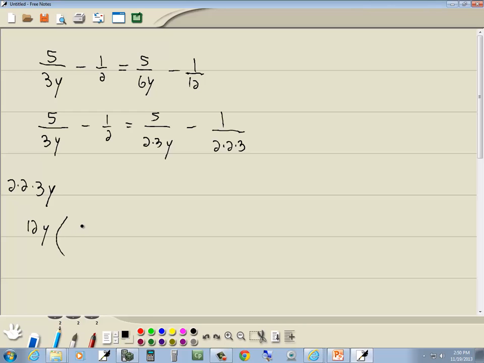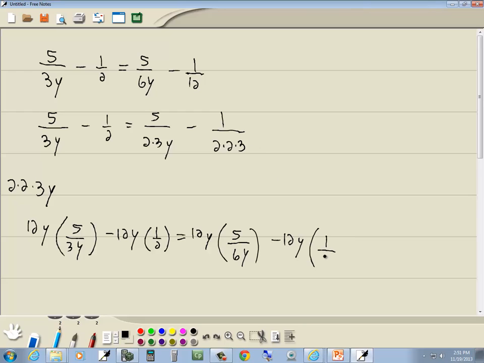So I'm going to multiply it times everything. I'll multiply it times this first fraction, times the 5 over 3y. I'll multiply it times the 1/2. And I'll multiply it times the 5, and I'll go ahead and put this back together. 2 times 3 is 6y. And minus 12y, and I'll multiply it times this fraction, which I'll put back together. 2 times 2 times 3 is 12.